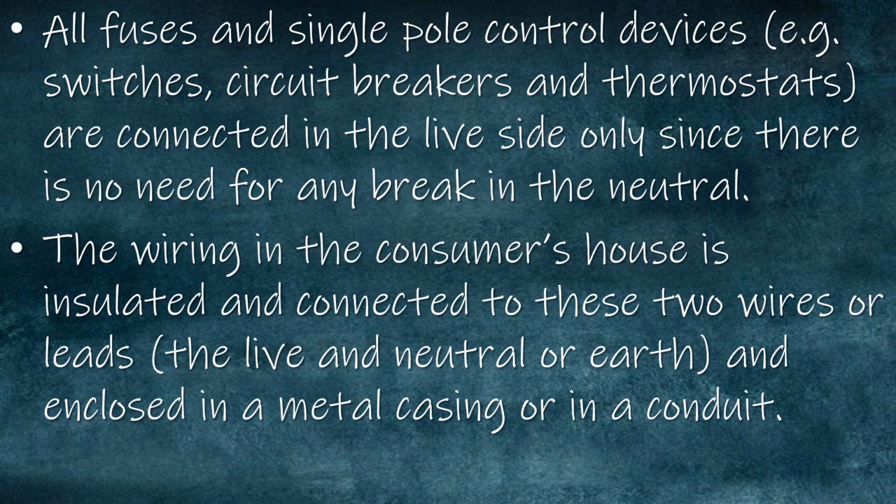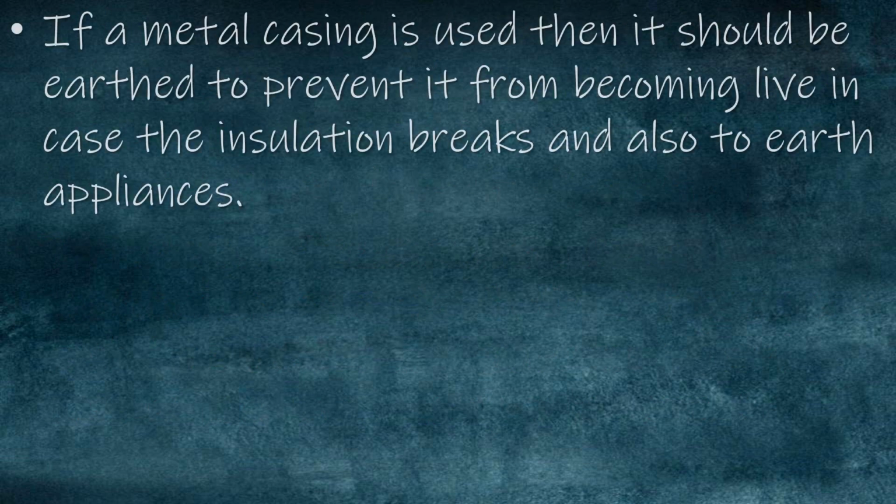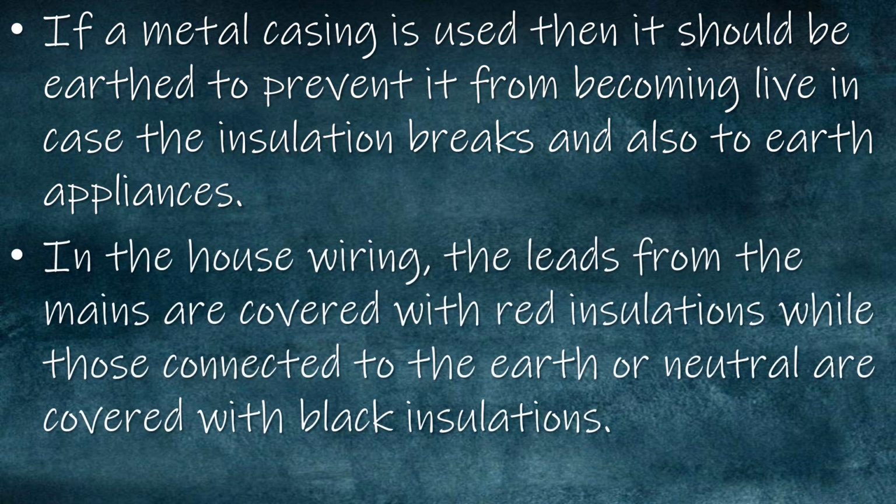Remember, when you say the two wires, we're talking about the live and the neutral, or the earth. And enclosed in a metal casing or in a conduit. If a metal casing is used, then it should be earthed to prevent it from becoming live in case the insulation breaks, and also to earth appliances. We talked about this earlier on in part A of this very subsection.